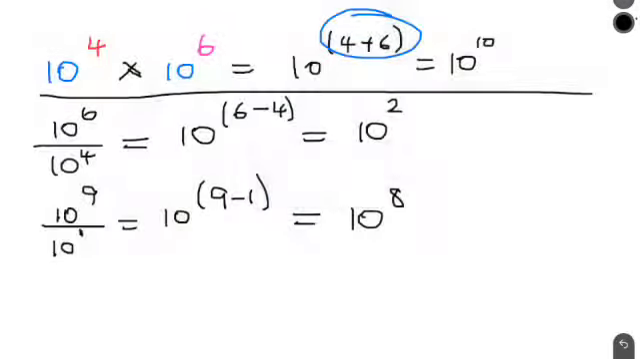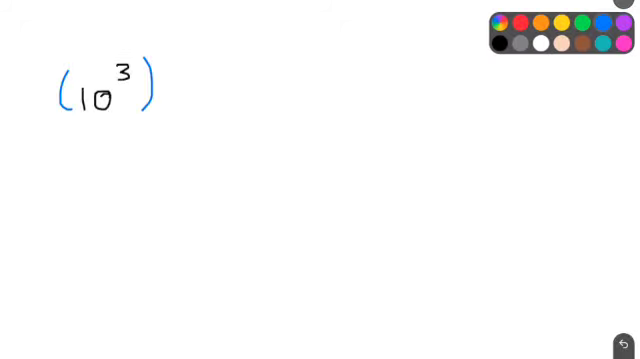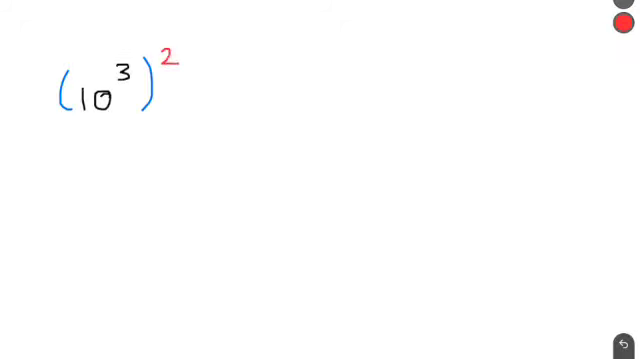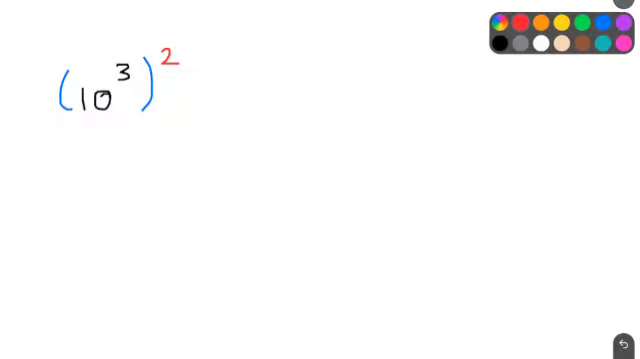How would we find a problem where we have the power of a power of 10? By that I mean 10 to the power of 3, all to the power of 2. Why don't we go ahead and write that over? 10 to the power of 3, all to the power of 2. Easy to see, right?